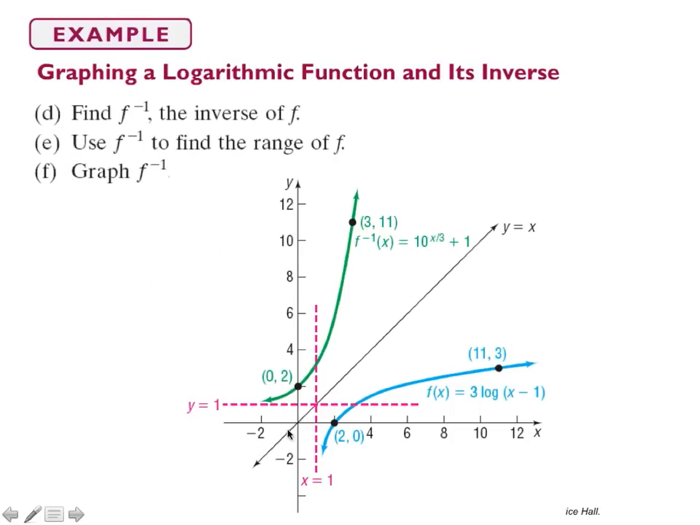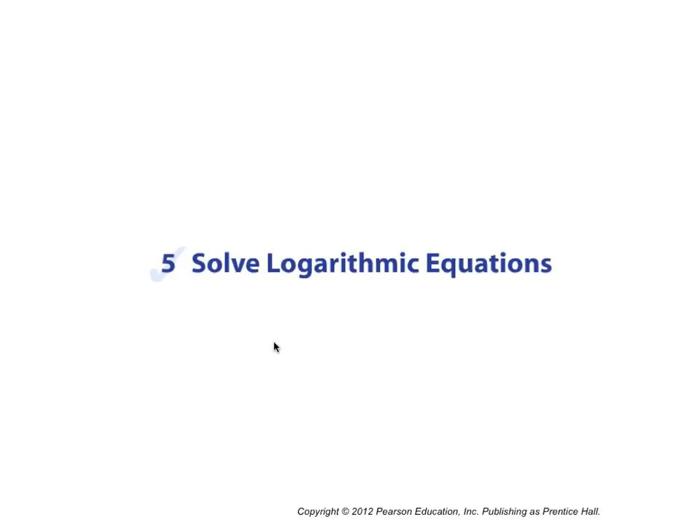And then if we looked at the domains and the ranges, for this blue function here, the domain is going to be from 1 to infinity, not including 1. And if we look at the range of the green graph, that's also going to be from 1 to infinity, not including 1. And then the range for the blue graph is going to be all real numbers, and the domain for the green graph is going to be all real numbers. So again, you can see that domain and range in this case are going to flip-flop because we have inverses.